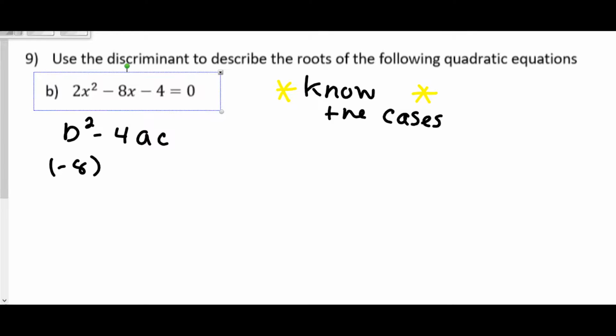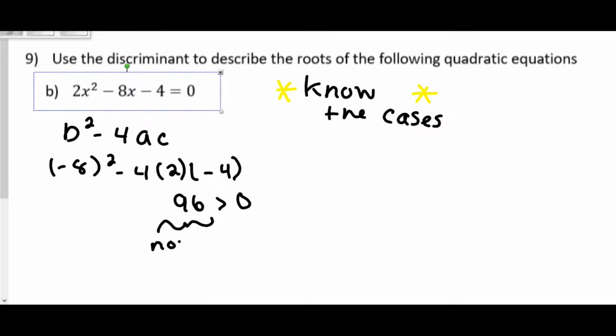Negative 8 squared minus 4 times a, which is 2, times c, which is negative 4. Plug that into your calculator and see what you get. After you plug that into your calculator, you get that it equals 96. 96 is positive, so it's greater than 0. And 96 is a non-perfect square.